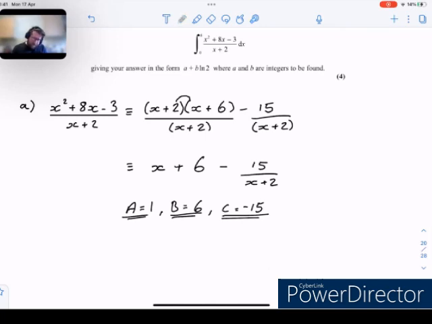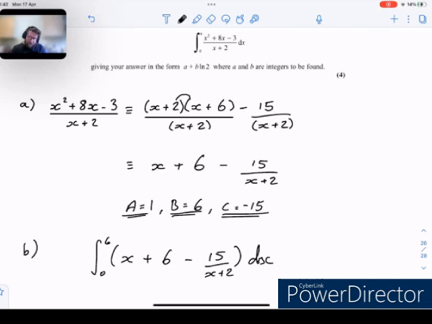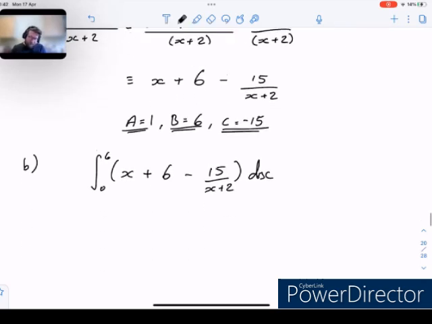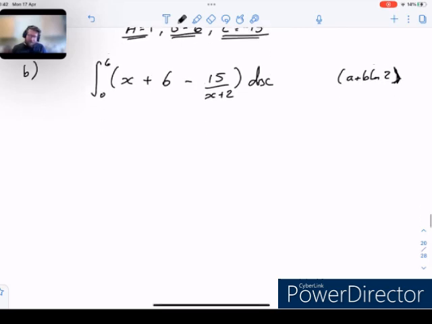So let's write this out. So for part B, we are integrating between 0 and 6, x plus 6 minus 15 over x plus 2. And now it's in partial fractions form. It's really easy to work out. It wants the answer written in the form a plus b log 2. Okay, so just keep that in mind. I've scrolled down, so I'm just keeping that there so I can check.